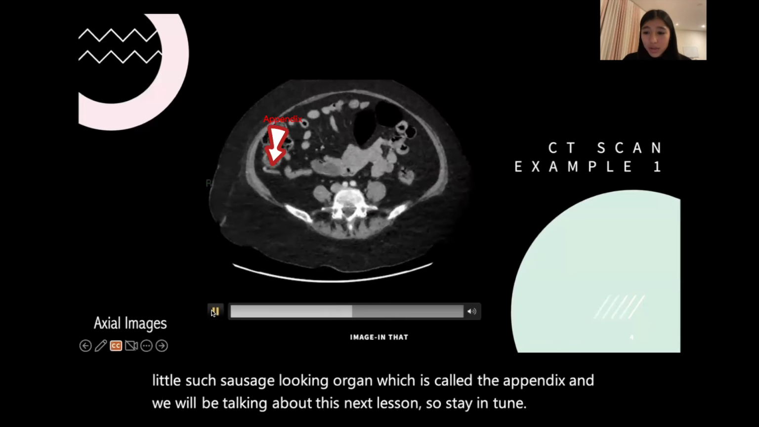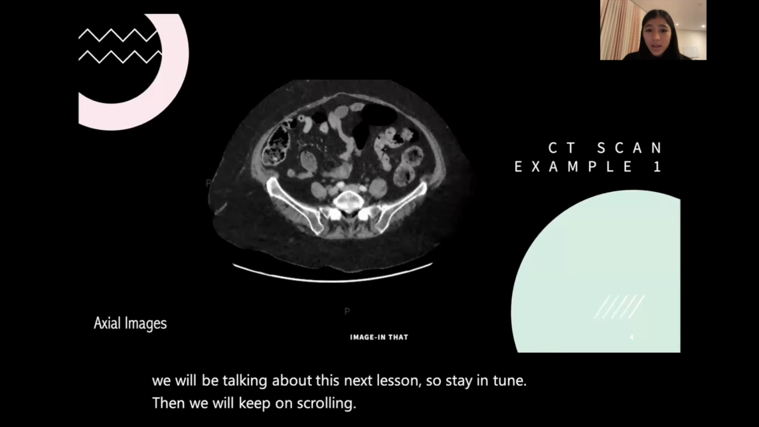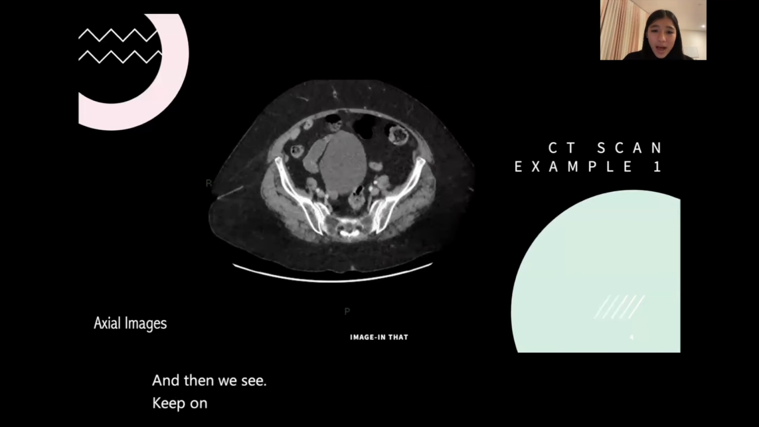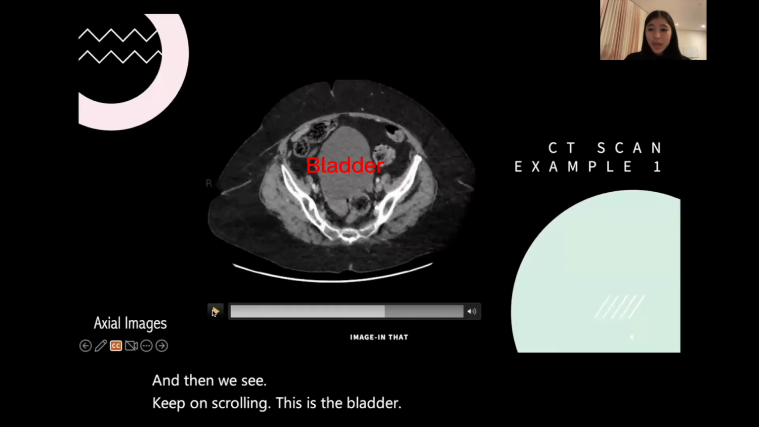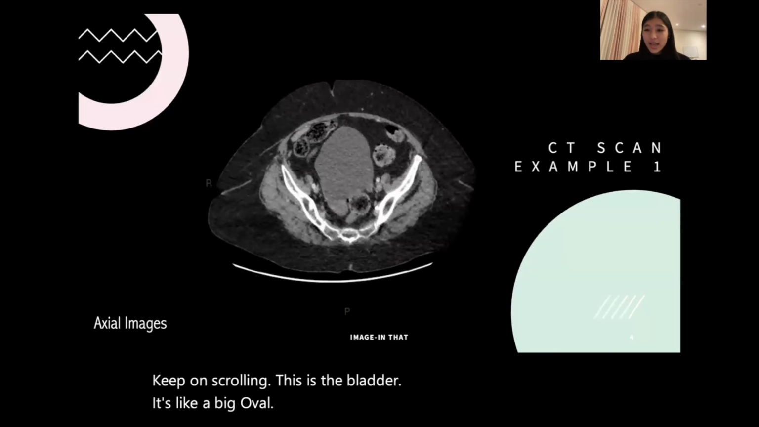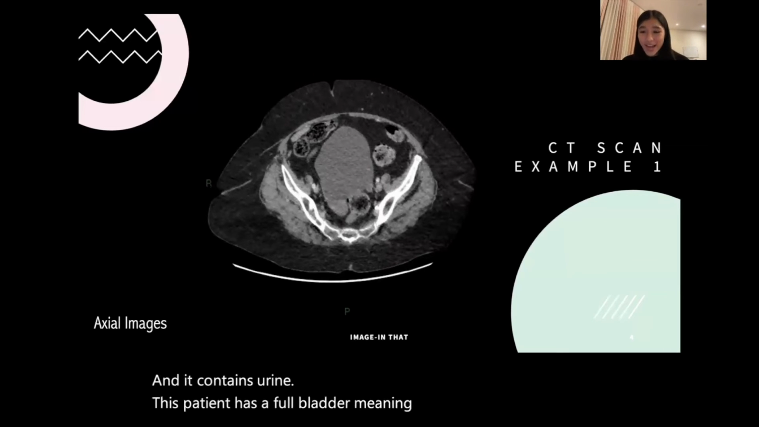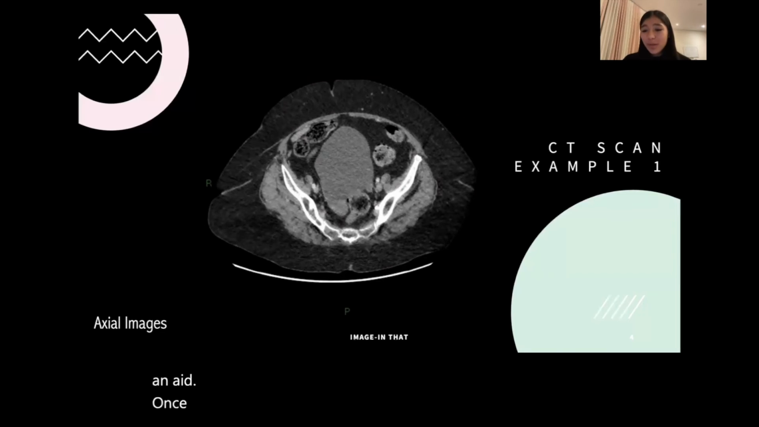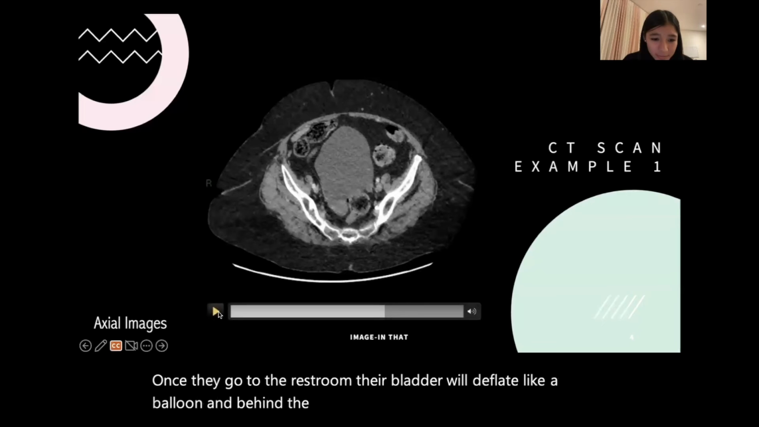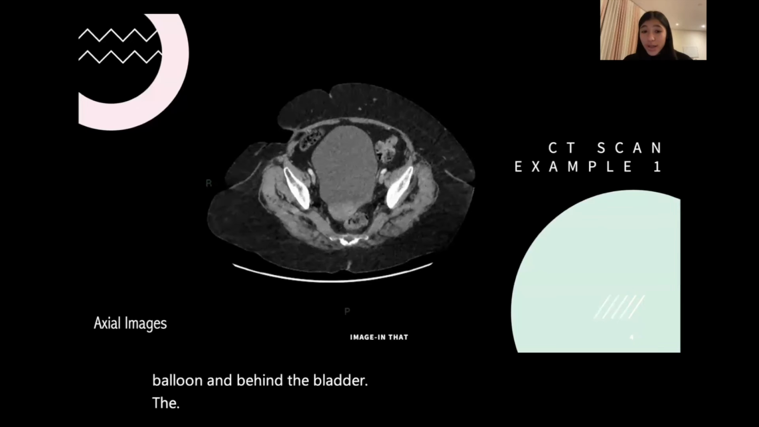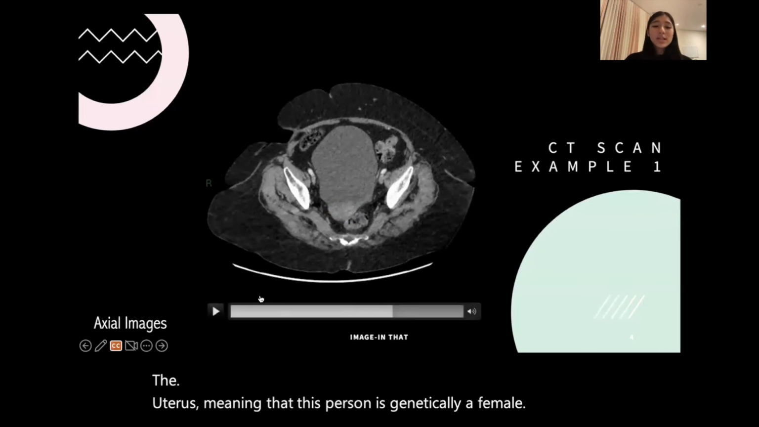Then we will keep on scrolling. And then we see, keep on scrolling. This is the bladder. It's like a big oval, and it contains urine. This patient has a full bladder, meaning that they are ready to urinate. Once they go to the restroom, their bladder will deflate like a balloon, and behind the bladder is the uterus, meaning that this person is genetically a female. So we can tell that, that's really cool.